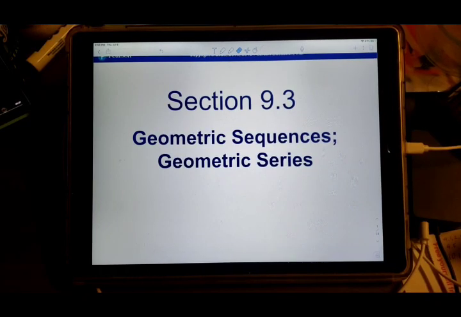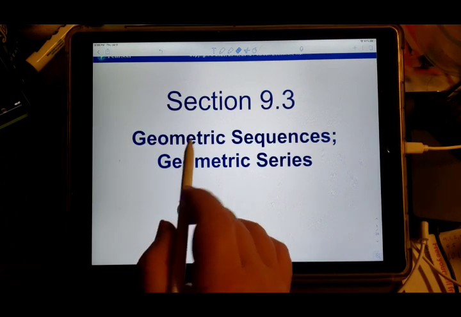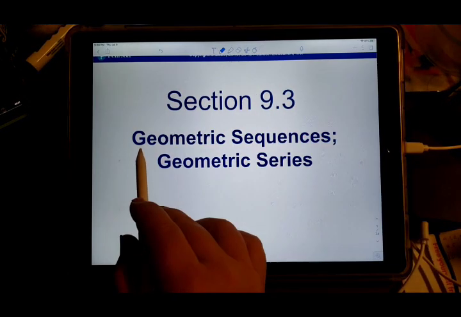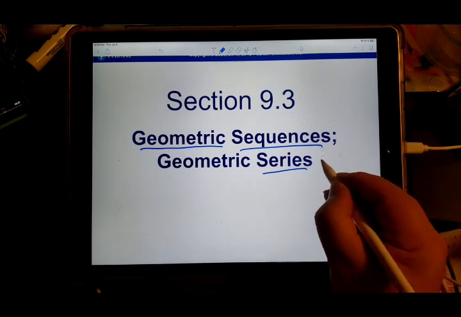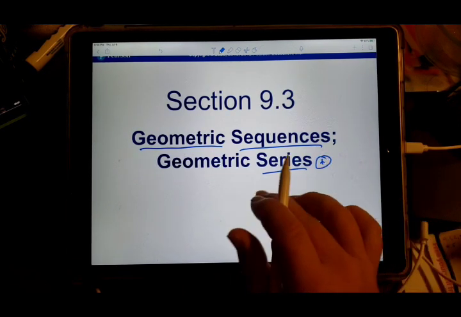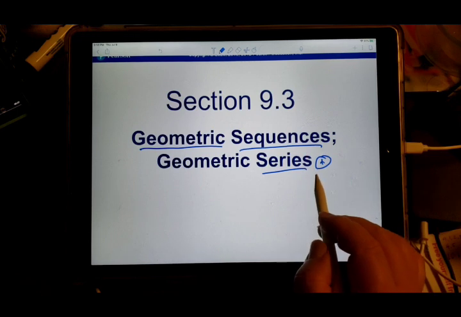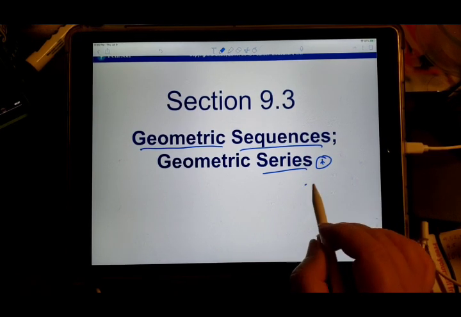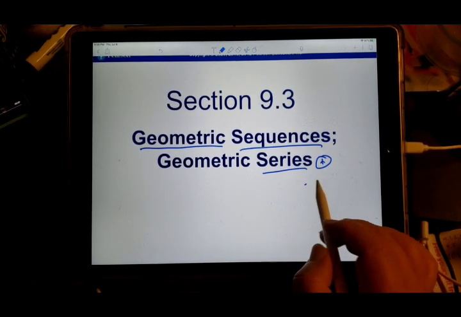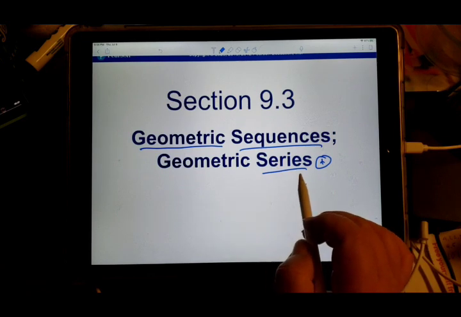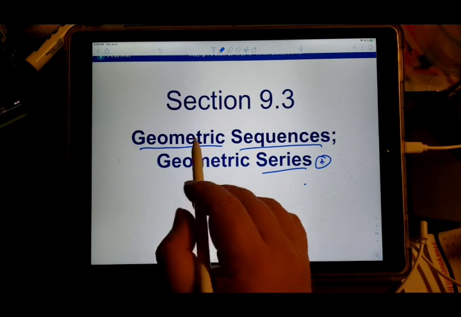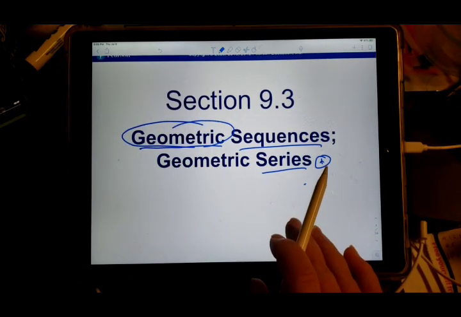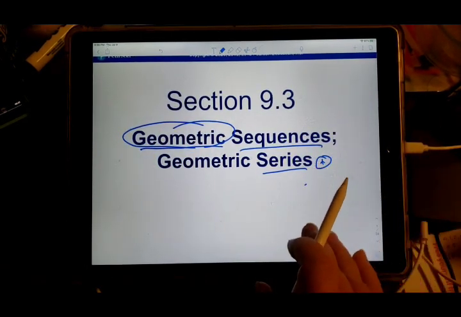All right, section 9.3. This time we're talking about geometric sequences and series. Series, by the way, just means you're adding the terms. You're adding up several terms while starting at the beginning and adding to a certain point. So series, you're adding. Sequence means you're just listing them. And we'll see what makes one geometric. So we had arithmetic before, now we have geometric.